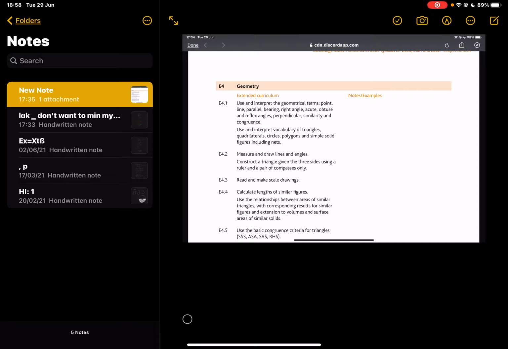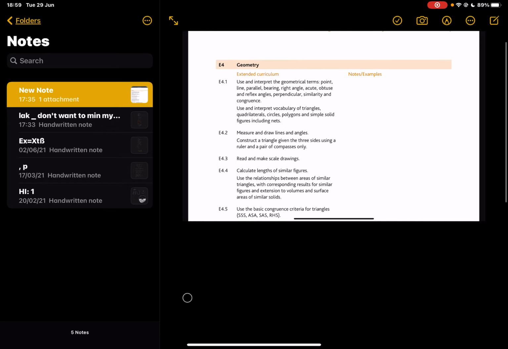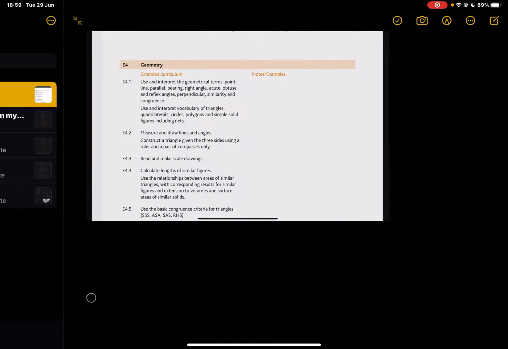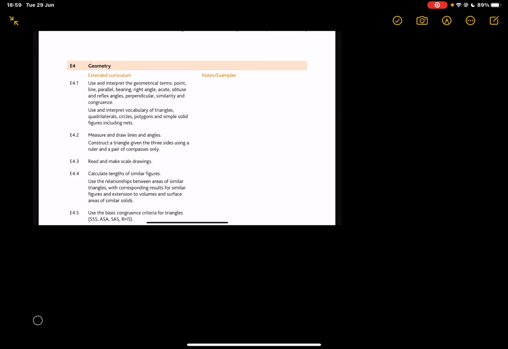I will be covering geometry. This is for IG extended math. Today I will be doing E4.1 and E4.2. I've put the syllabus up here, as you can see.